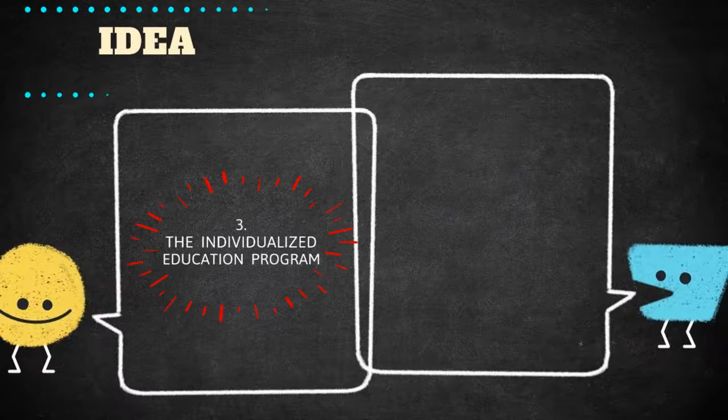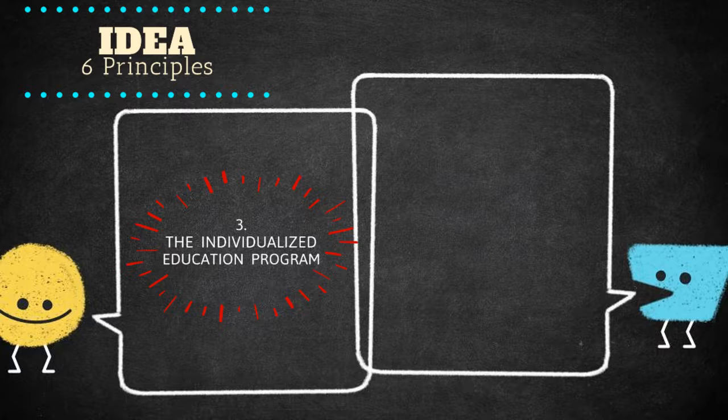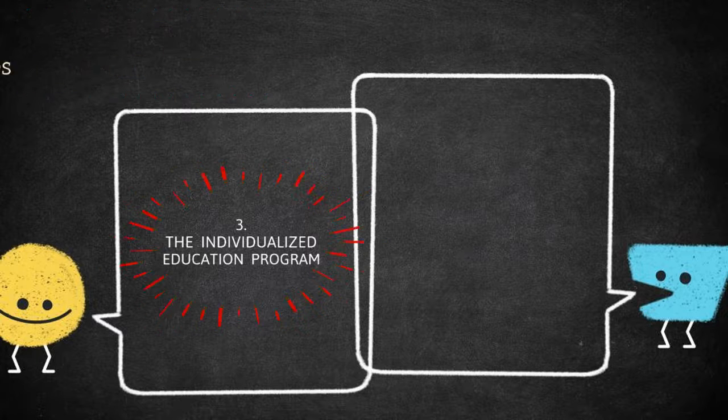Principle 3, the IEP. The IEP is a working document, which means it can be revised through appropriate procedures as needed. It must be revised annually based on when the initial IEP was held. Each IEP must have certain components, and each IEP meeting must have certain people in attendance. Let's look at the parts of an IEP.